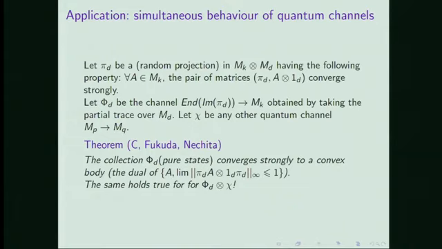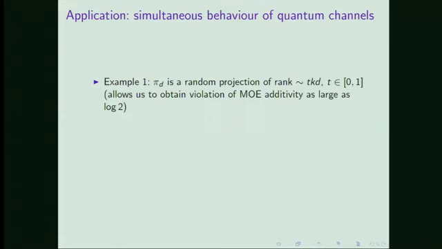And the interesting thing here is that actually the same property is going to hold true if I look not only at phi_d, but at the family phi_d tensor chi. So in other words, we can understand simultaneously what happens to a family phi_d and the family phi_d tensor something else. So in principle, it opens the door to understanding what happens to the tensor product of quantum channels in the meantime, provided that this second one is fixed. And so some applications of this, the first example is if pi_d is just a random projection, just taken according to the uniform measure on the Grassmann manifold, then after making the computations, we obtain this violation of minimum output entropy additivity, this large minimum output entropy violation.